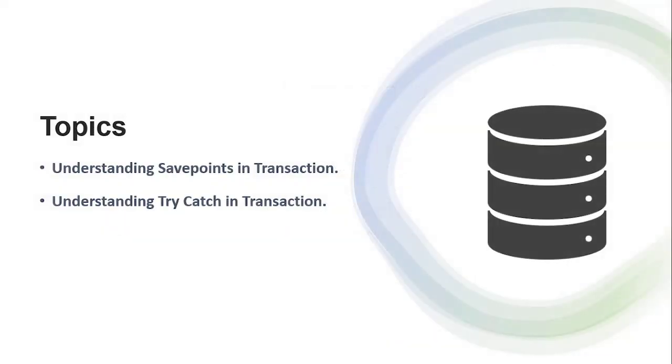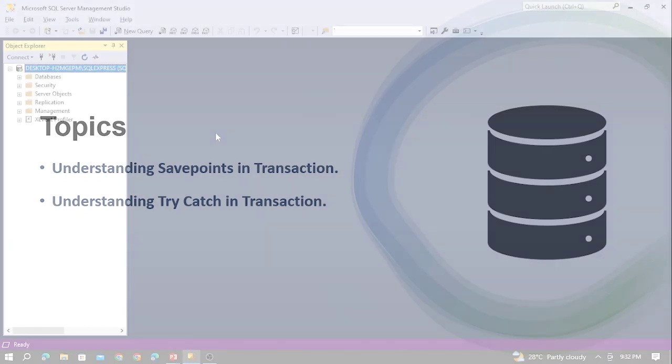In the last video, we saw what TCL and DCL are. In TCL, we saw how we can begin a transaction, and how we can roll back and commit those transactions in your tables. So today we are going to learn about savepoints in transactions and how we can execute try catch statements in those transactions. So let's get into SSMS and see them with a live example.